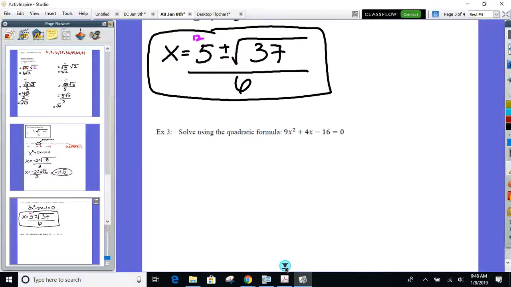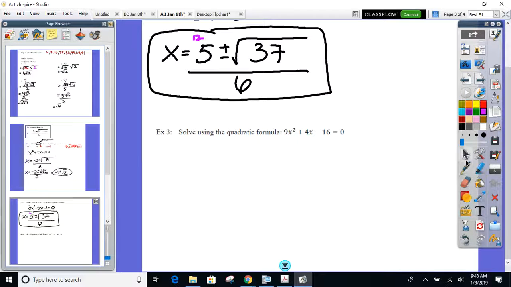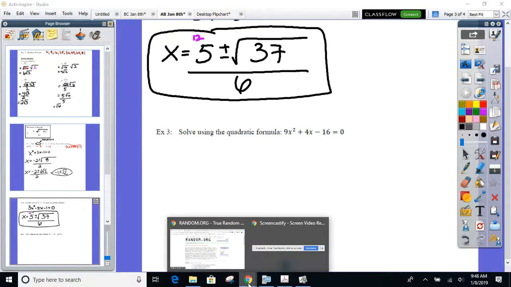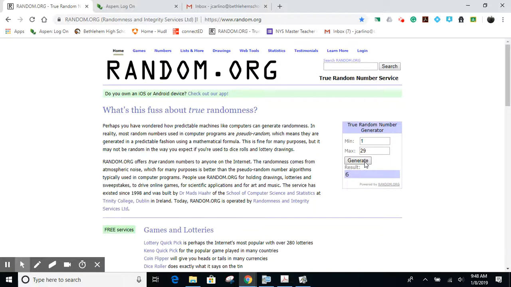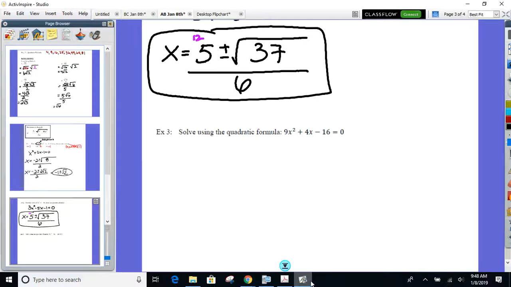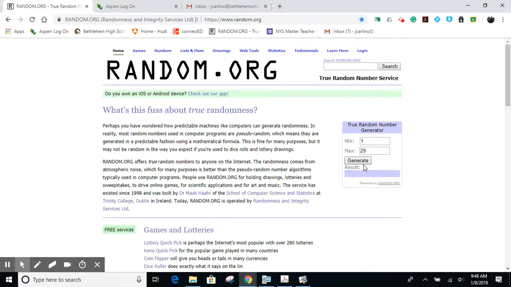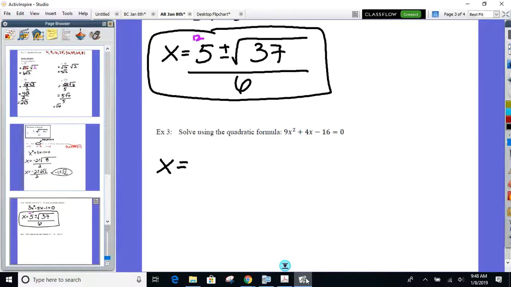All right, next up. Solve using the quadratic formula. Another one. Before I let you go on your own, what's my b value? Oh, perfect. What's my b value? 4, so when I plug it in, -4, plus or minus, square root of something, you'll find out in your calculator. All over, I'll ask somebody in a second.